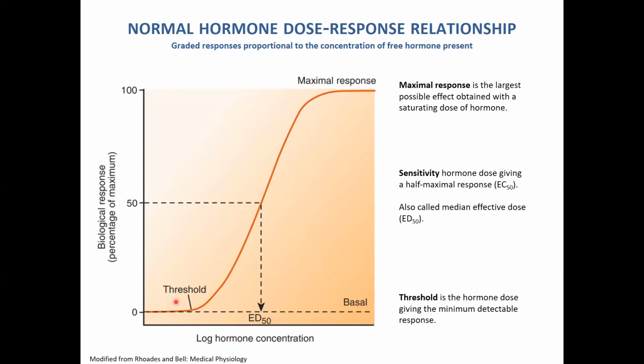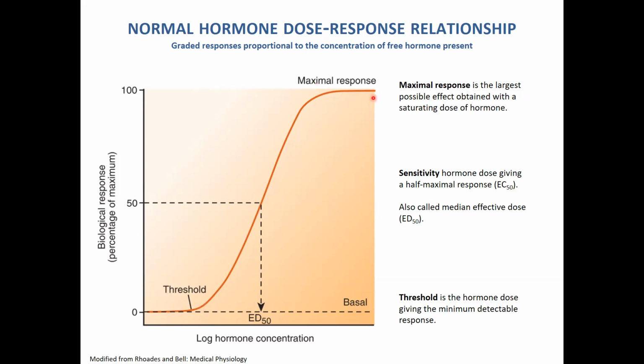First of all, there is never a zero. There's always going to be some level of response, even if there's no hormone present. It's a basal level. Then we have the threshold. This is the level of hormone at which I can actually measure a change from the basal level to an actual change in that biological response.